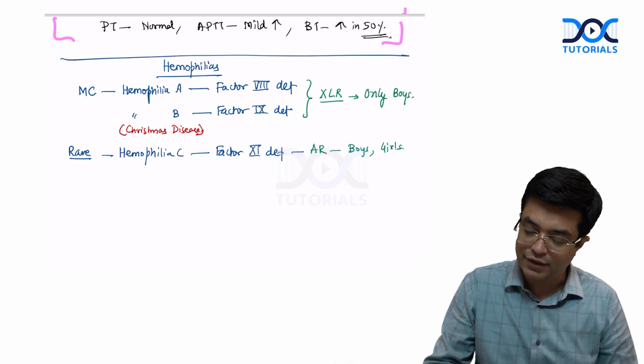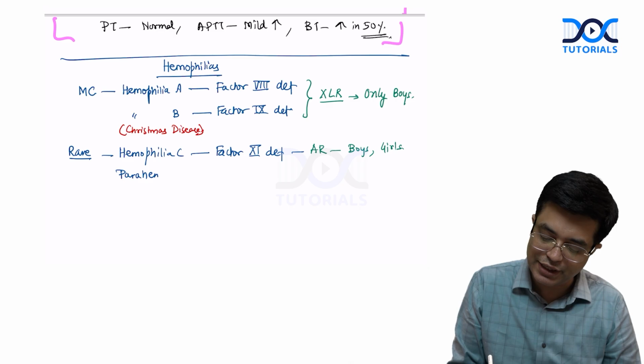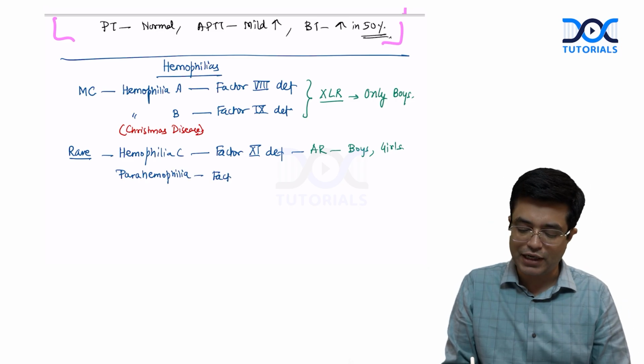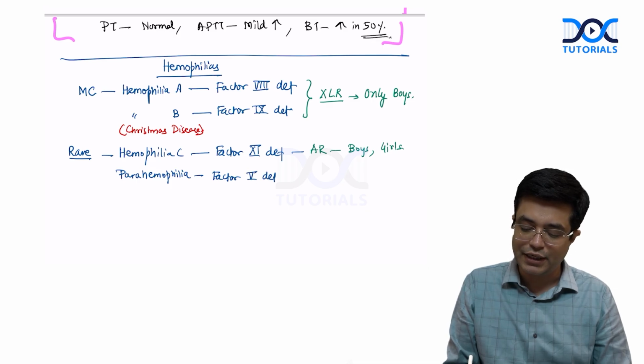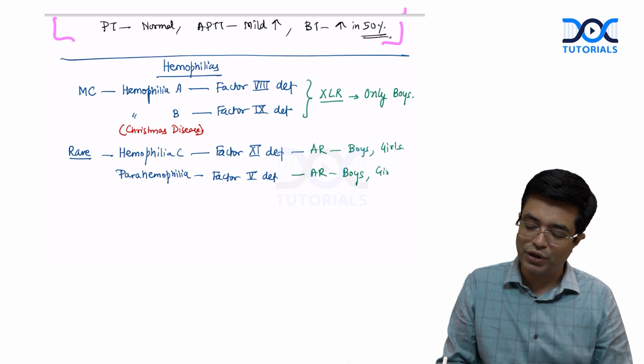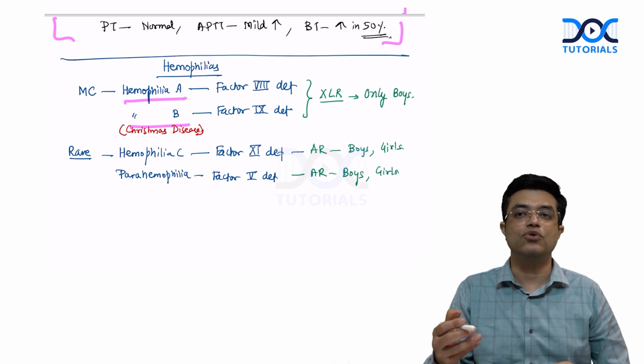And then there is an even rarer form called parahemophilia, which behaves like hemophilia under circumstances, but per se does not cause spontaneous bleeding. It occurs due to factor 5 deficiency. And just like Hemophilia C, this is also autosomal recessive and can occur in both boys and girls. But when we generally talk about hemophilia, we are talking about these two varieties.